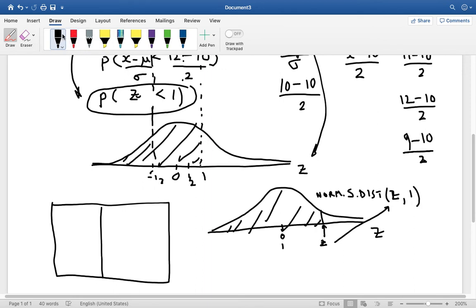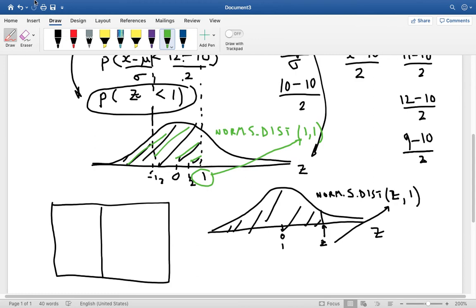Could we have done it? Well, I guess we could. So if I want to find again this area in here, how do I do it? So this area is going to be norm.s.dist of 1, and that 1 is in here, coming from there, and then we're always going to put true in here. Okay, and that will give me the answers.